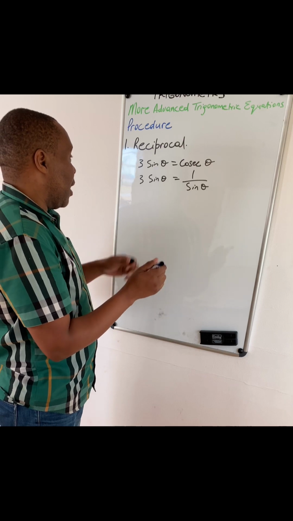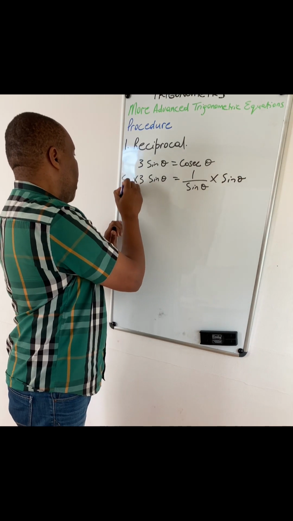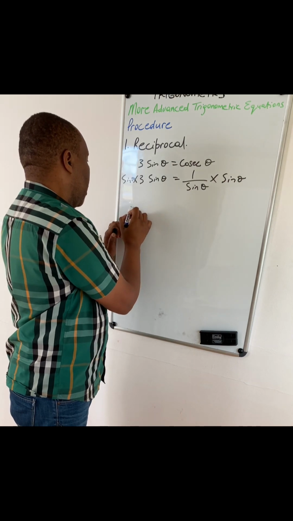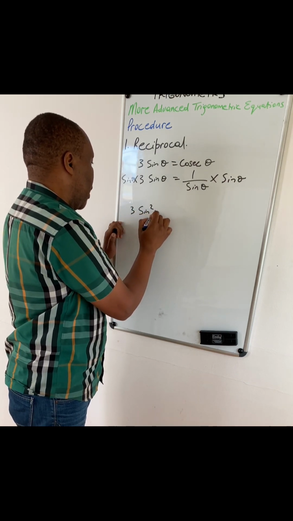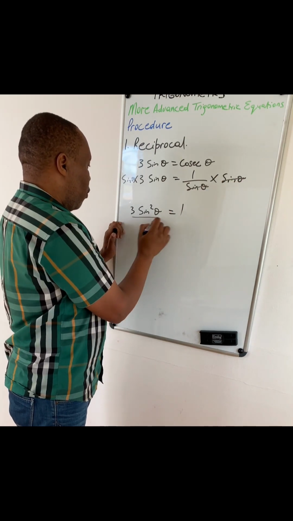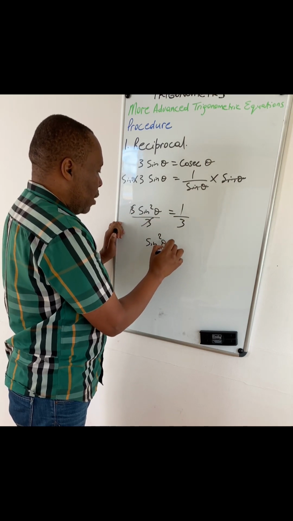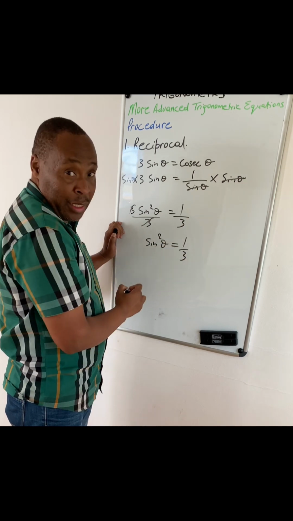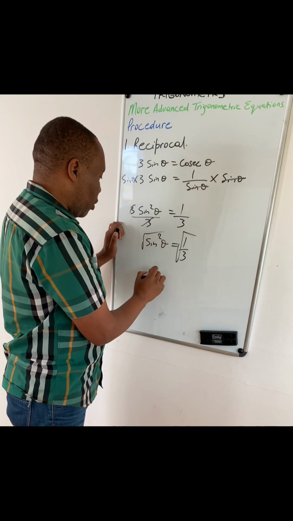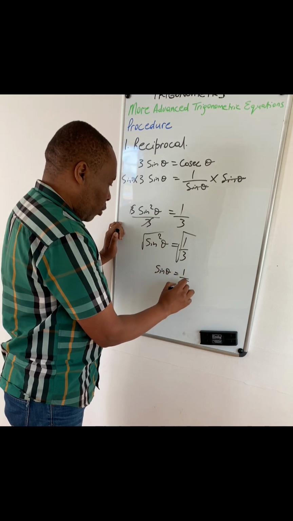So what we do this time, we multiply both sides by sine theta. So here we will have 3 sine squared theta is equal to 1, this will cancel, and therefore we divide both sides by 3, cancels, we've got sine squared theta is equal to 1 over 3. Now we need to get rid of this squared. We put a square root here, so we have sine theta is equal to 1 over a root of 3.